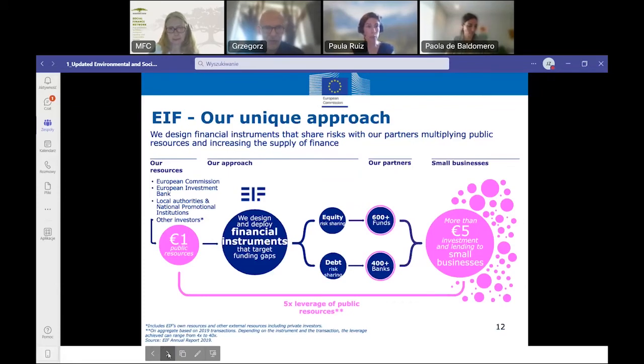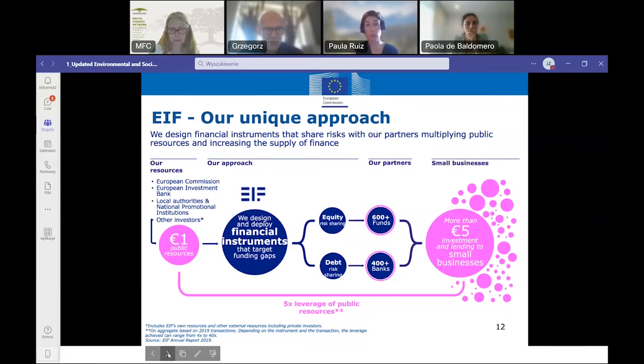So very quickly, for the ones that are not familiarized with the EIF type of activity, we operate in an intermediated model, and although we have our own resources, we mainly manage and implement mandates that other institutions entrust us, mainly the EIB, the European Union through the European Commission, and local authorities and MPIs. So we are in charge of implementing financial instruments that address EU policy priorities. We roll out products to the market, equity and debt risk-sharing instruments that target funding gaps.